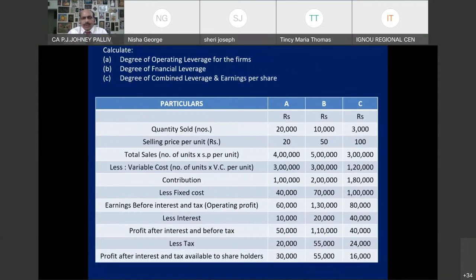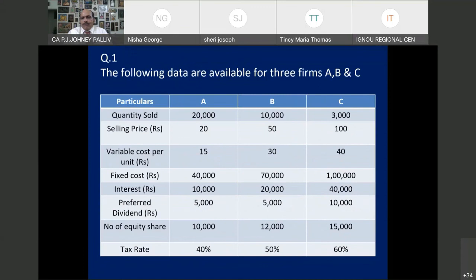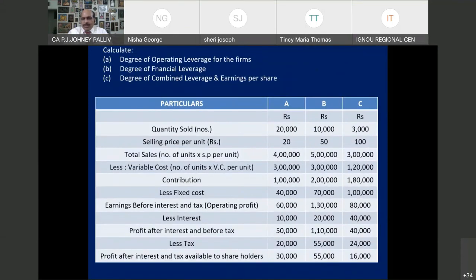By calculating the tax, how do you get the tax? 40% of 50,000, 20,000. And 50% of 1,10,000, 55,000. Then 60% of 40,000, 24,000. So profit after interest, before tax: 50, 110, 40. Tax: 20, 55, 24. Profit after interest and tax available to shareholders: 50 minus 20, 30,000. 110 minus 55, 55,000. 40 minus 24, 16,000.